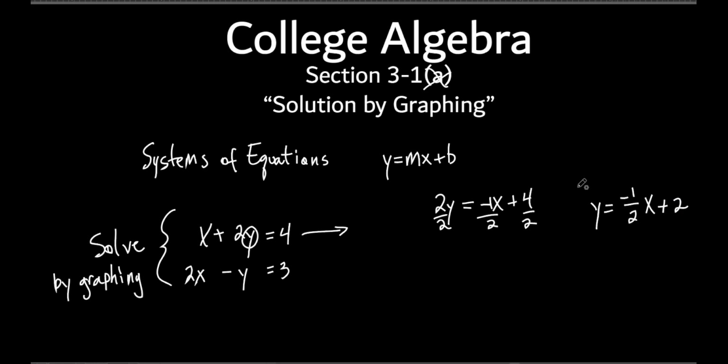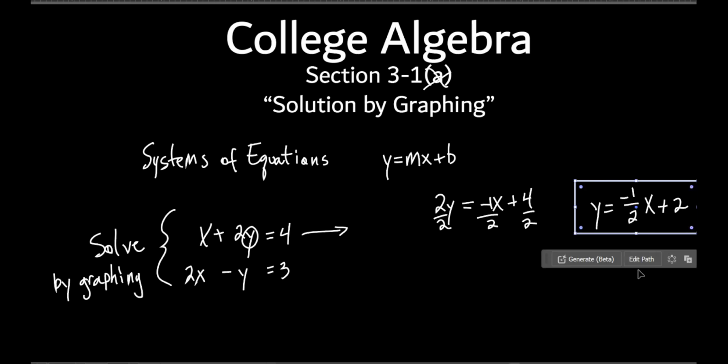So can I graph this? Can you graph this? Yeah, you should be able to. Put a point at 2 on the y-intercept, and then my rise and run is negative 1 over 2. Plot the 2 points, connect the line, and you've got a line. We'll do that in a minute.